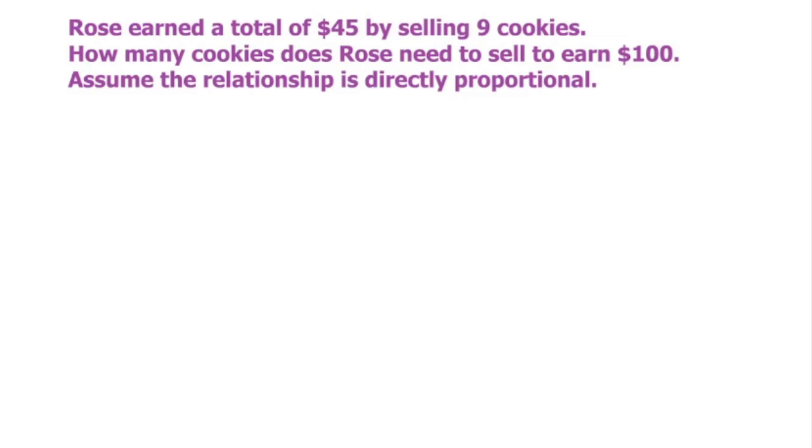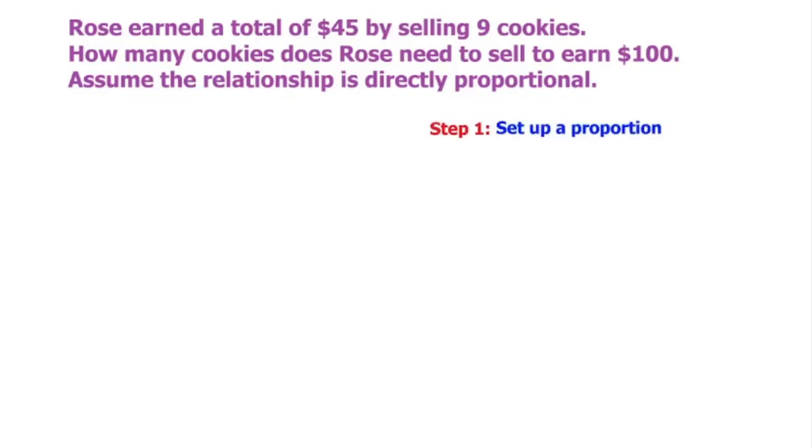In today's video, we're going to work on a proportion word problem. So if we have a problem like this that says Rose earned a total of $45 by selling 9 cookies. How many cookies does Rose need to sell to earn $100? Assume the relationship is directly proportional.